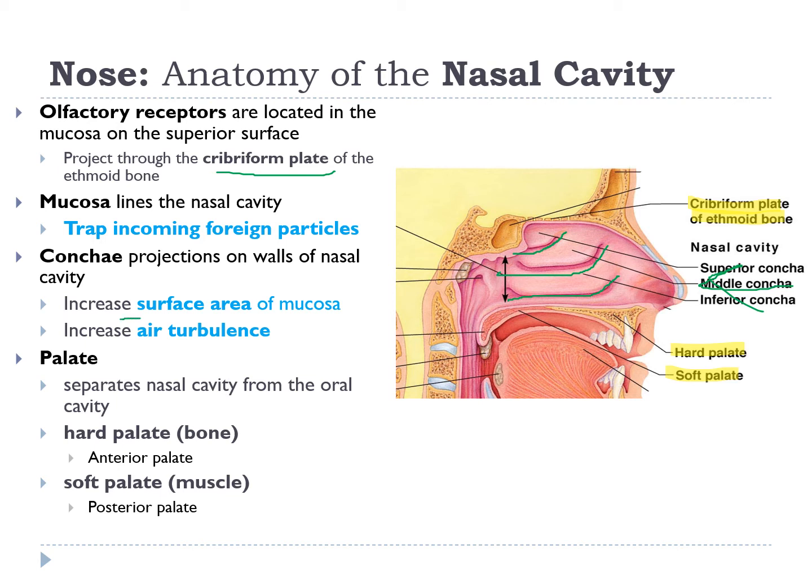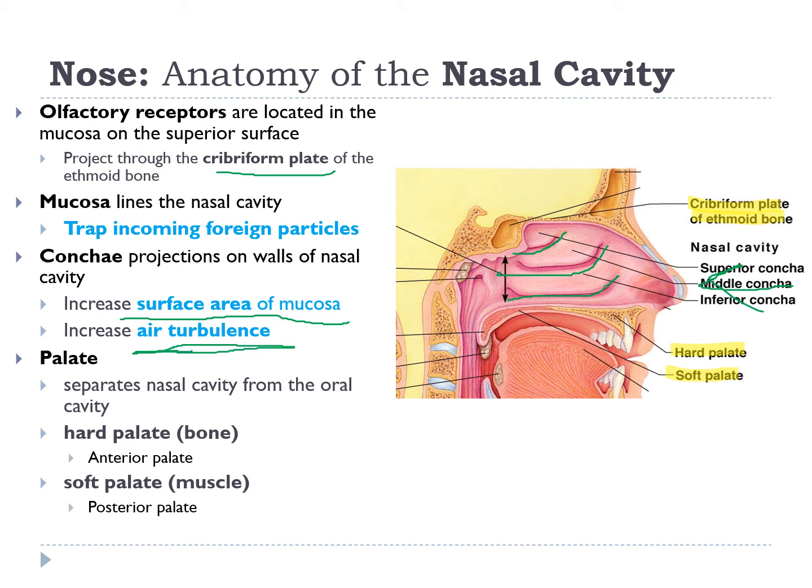One is to increase the surface area of the mucosa, right? Instead of it just being a flat wall straight up and down, it has these wings or shelves that are covered all the way out and back in with mucosa, which means we're increasing the surface area of the mucus and mucosas so that they trap additional foreign particles. It's like having a bigger filter. And then the second, the reason I use the term wings, is the other thing that the concha do is they increase air turbulence.